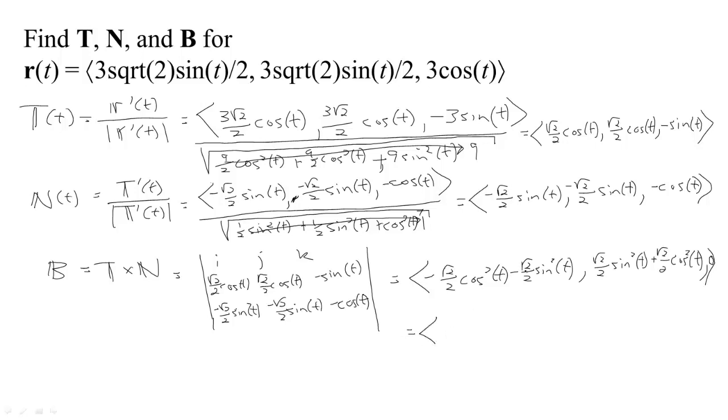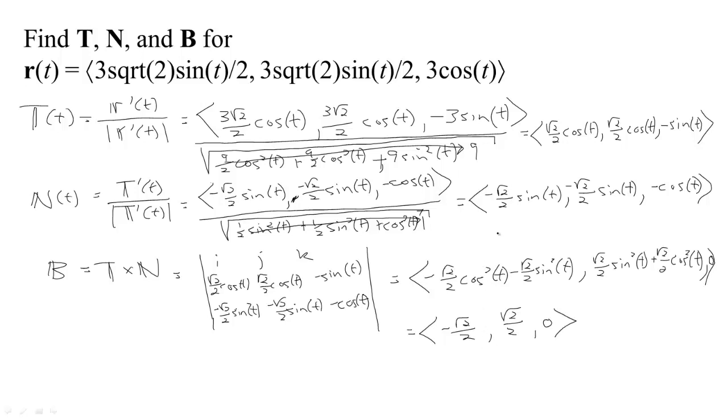Now we can simplify this a little bit because we have the same number, negative root 2 over 2 times cosine squared and sine squared. So we factor that out, we have negative root 2 over 2 times cosine squared plus sine squared, which is 1. And this makes root 2 over 2 and 0.